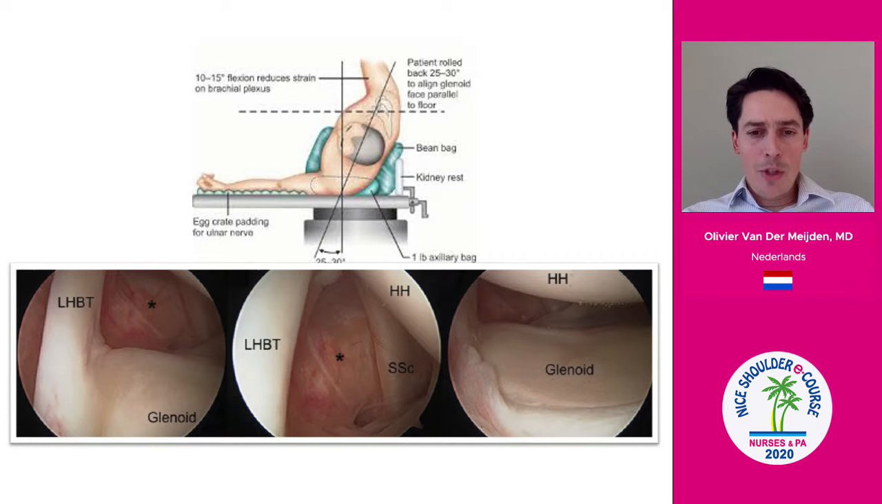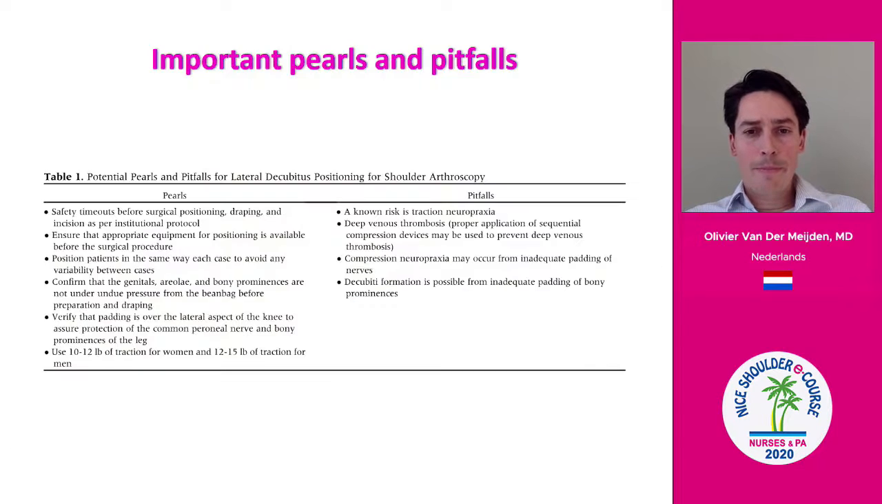And below you see the images intra-articularly, which you see when you enter the scope. And you can see that the glenoid is parallel to the floor and the humeral head is positioned above the glenoid. And then an important landmark, the biceps, of course, the long head of the biceps tendon, which attaches on the superior side. This is different from when you do it in beach chair position, which I will show shortly. So important things to remember.